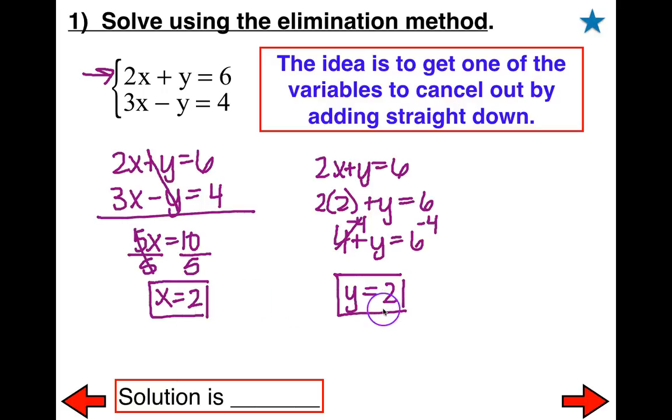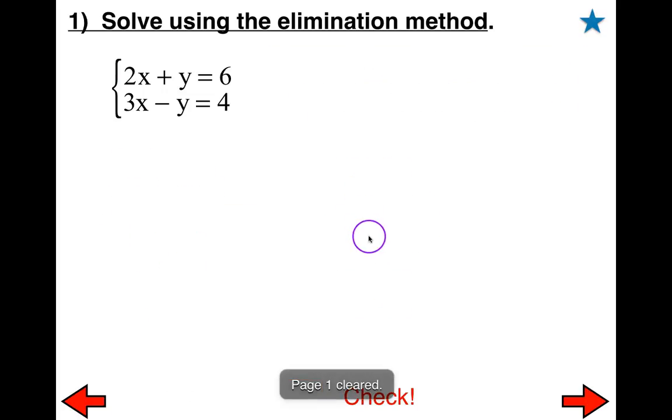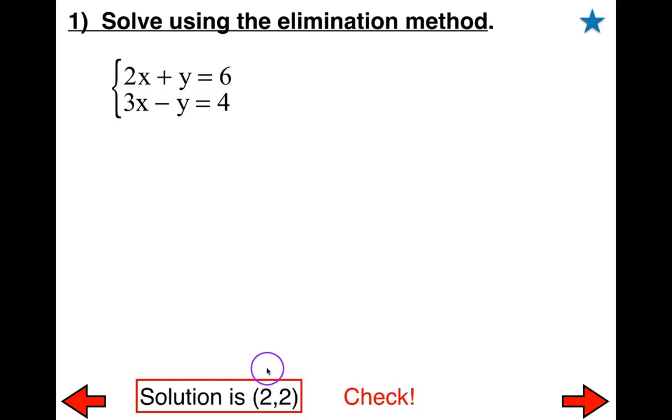Now that I have both the x and y values, I can go ahead and write the solution as x goes first, y goes second. And again, I'm going to say that I think the solution is 2 comma 2, because I have yet to check my answer. Let's go ahead and check real quick. If we claim that the solution is 2 comma 2, x is 2, y is 2.